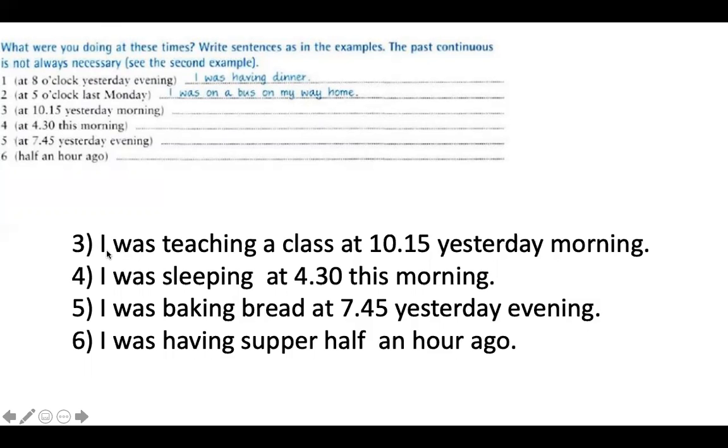Then number 3, at 10:15 yesterday morning, I was teaching a class, or I was teaching a class at 10:15 yesterday morning. That's a complete answer. Number 4, at 4:30 this morning, I was sleeping at 4:30 this morning. Number 5, at 7:45 yesterday evening, I was baking bread at 7:45 yesterday evening. 6, half an hour ago, I was having supper half an hour ago.